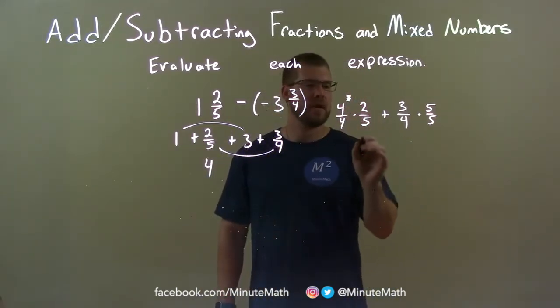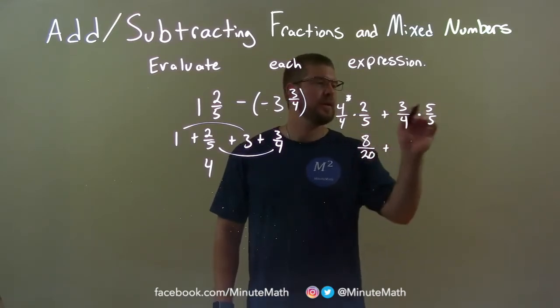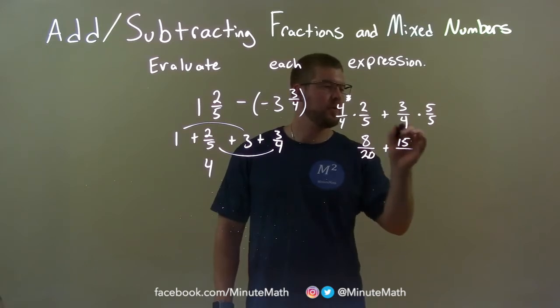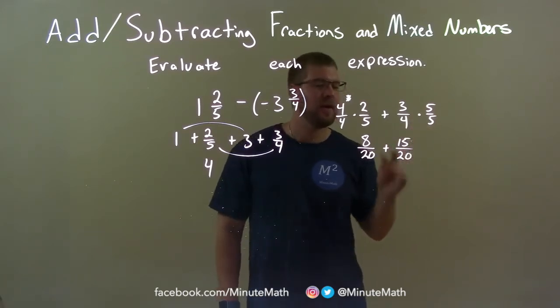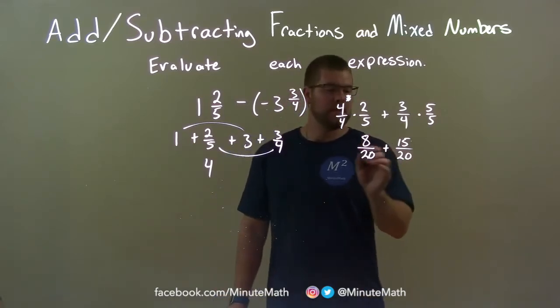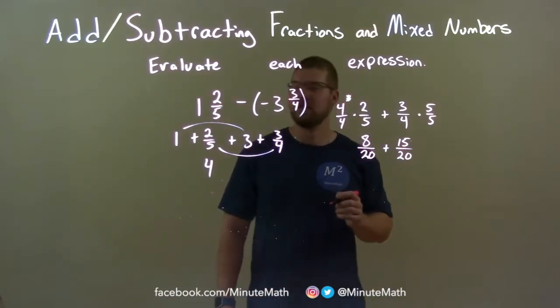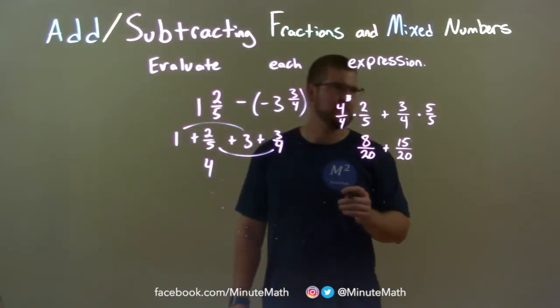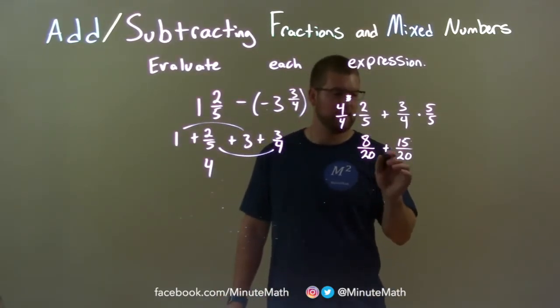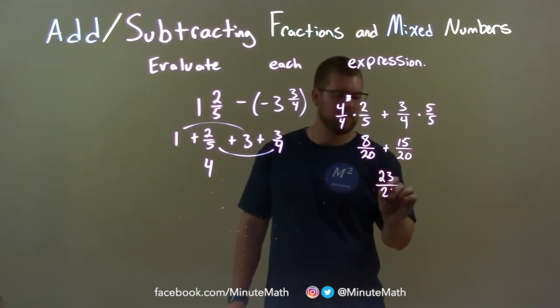All right? 4 times 2 is 8, and 4 times 5 is 20. 3 times 5 is 15, and 4 times 5 again is 20. Again, we got the same base. That's what we want. Now, since we have the same denominator, we add the numerators. 8 plus 15 comes out to be, what is it, 23? Right? Yeah, 23. So there's 23 here over 20.